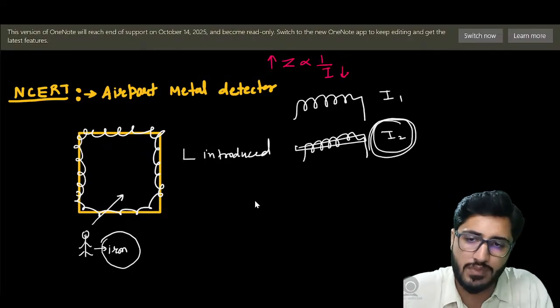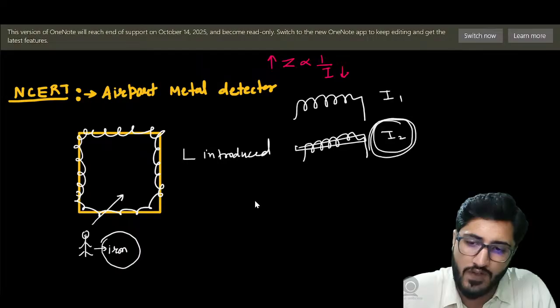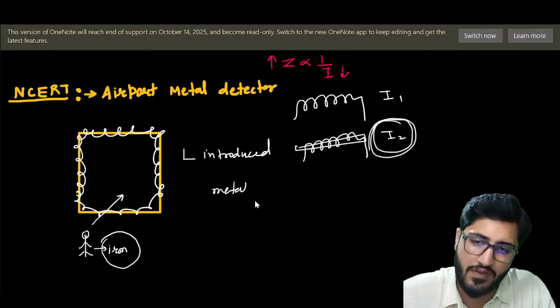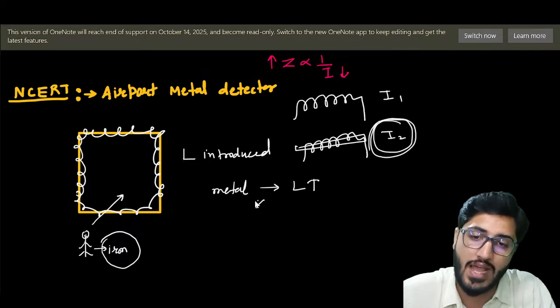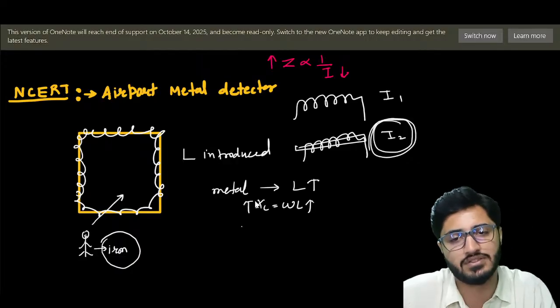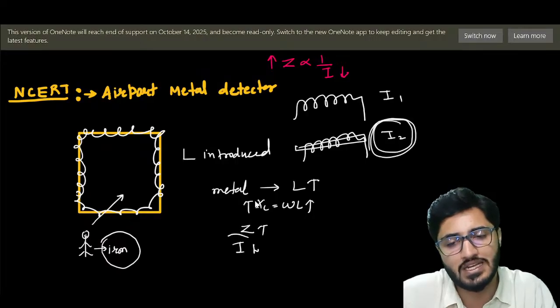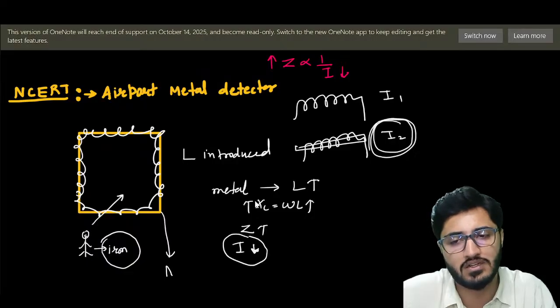And how, sir? Look, when iron is there, so we know that when we are having the metal, it will increase the L. When L increases, XL equals omega times L increases. XL increases. That means Z increases, that means current will decrease. So you will see there is a change in current. Whenever there is a change in current, this thing will set up the alarm.